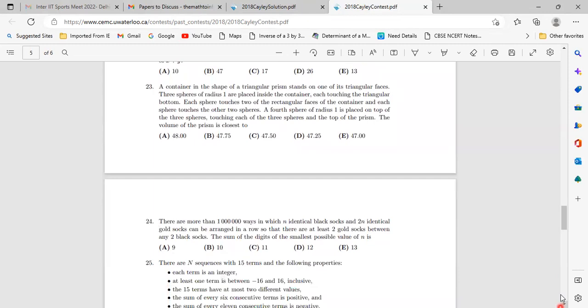Okay. A container in the shape of a triangular prism stands on one of its triangular faces. Three spheres of radius 1 are placed inside the container, each touching the triangular bottom. Each sphere touches 2 of the rectangular faces of the container, and each sphere touches the 2 other spheres.